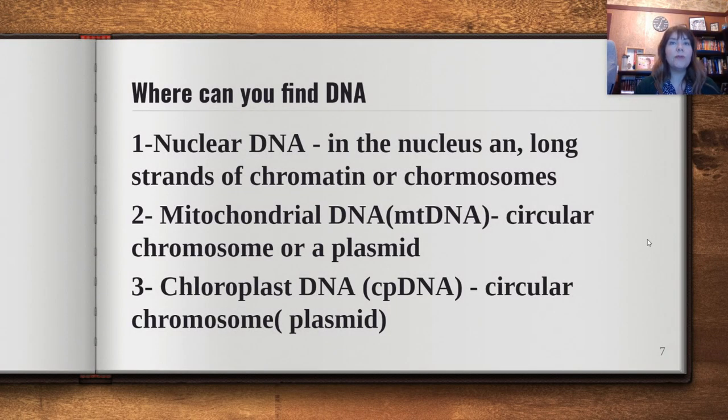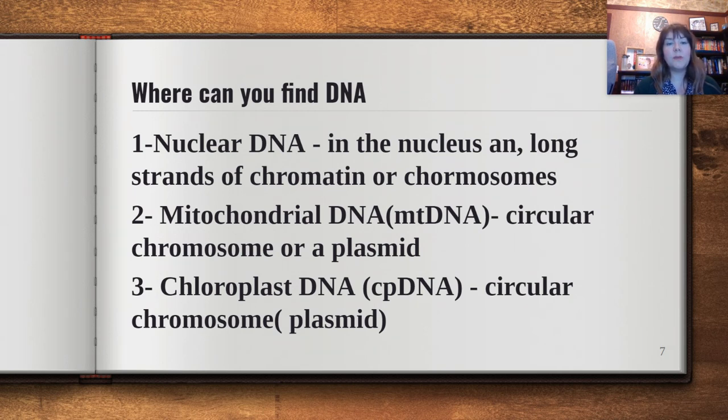So there are a couple different types of DNA. You can have your nuclear DNA, which is what I've already spoken about. You have what's called mitochondrial DNA. The mitochondria within the cells actually have their own DNA called a plasmid. The chloroplasts, found only in plants, also have something very similar.